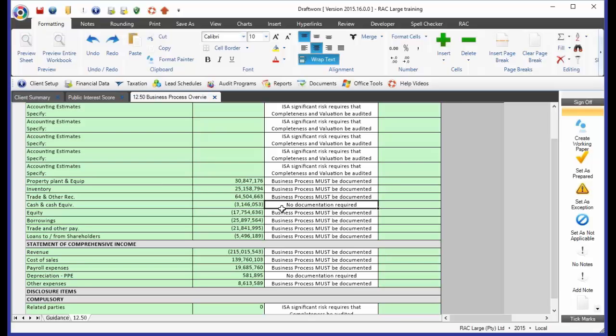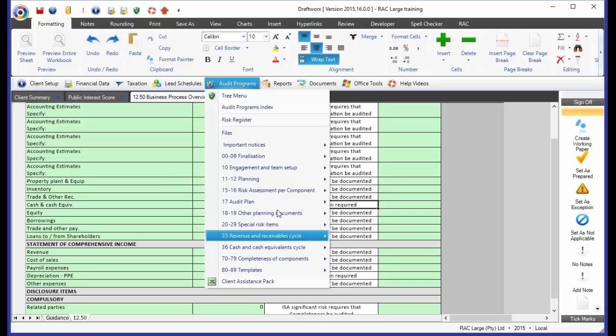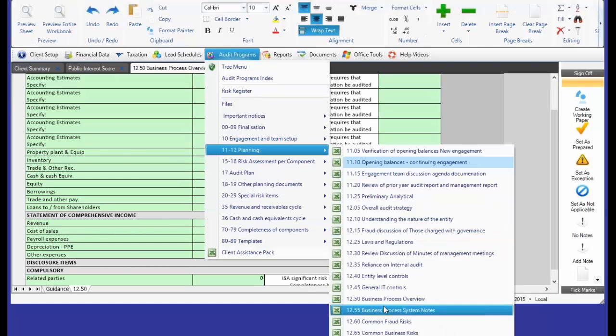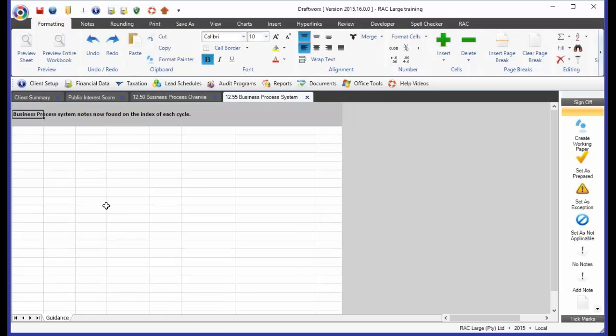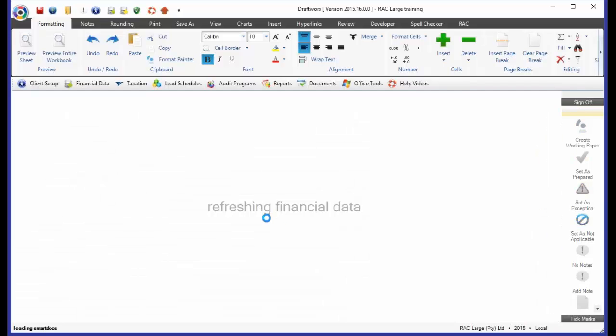I feel we'd rather look at the cycles, and what we've actually done, there used to be a 12.55, which was where you documented your business processes. And what we've decided is that's not the most appropriate place for it. We've moved 12.55 out of section 12, the business process system descriptions, and we've put them inside the indexes of every single audit section that comes up. So we're not going to have a look at that today. All I'm really pointing out in 12.50 is that the document is there.